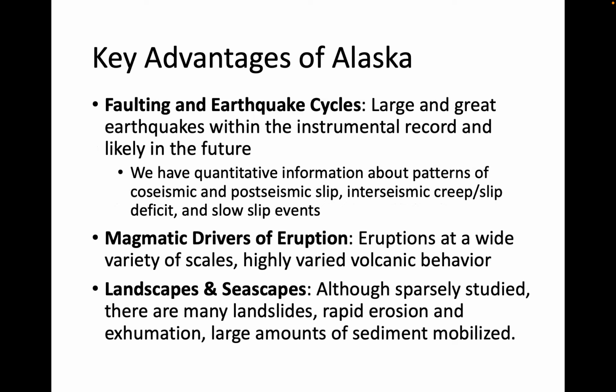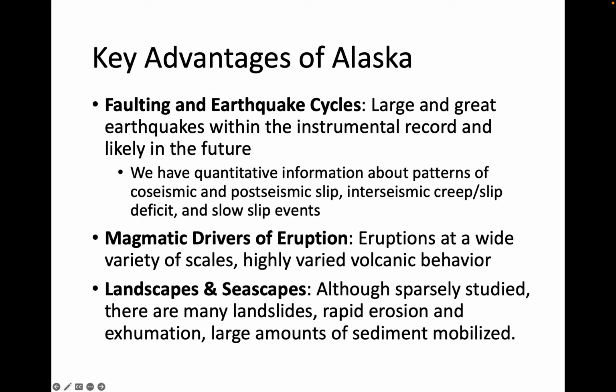Okay, so some of the key advantages, and this is put at the beginning because I might not get to the very end of the talk, we'll see. The key advantages for faulting and earthquake cycles: large and great earthquakes within the instrumental record and likely in the future. The rate of large earthquakes is a little bit slower than Chile, but not a lot slower than Chile. And importantly, we have quantitative information about patterns of coseismic, postseismic, and interseismic creep and slip on the interface, and also of slow slip events.